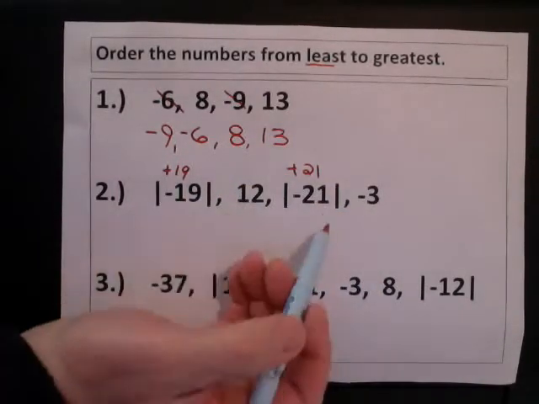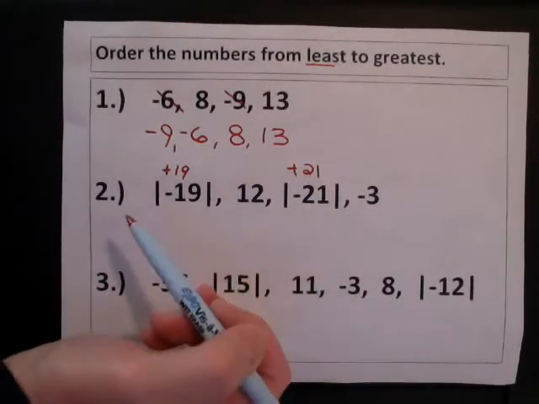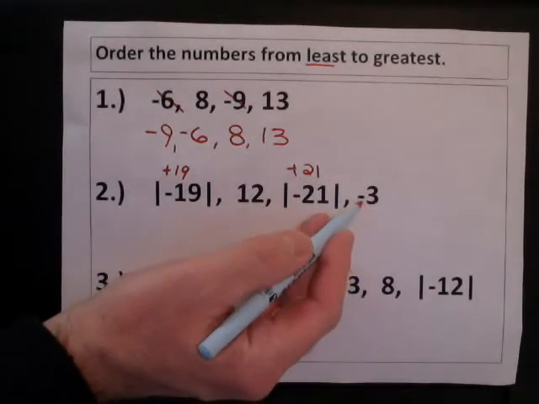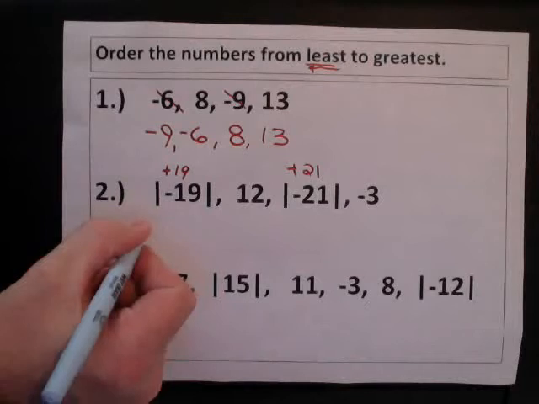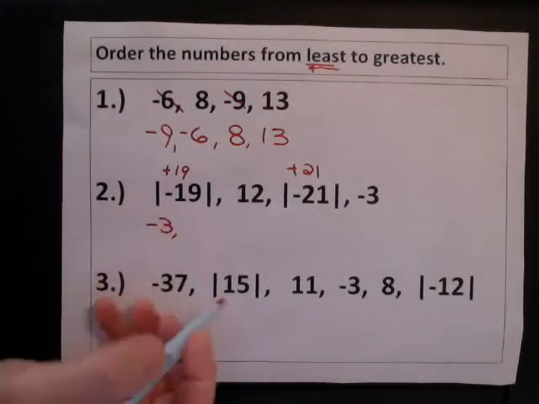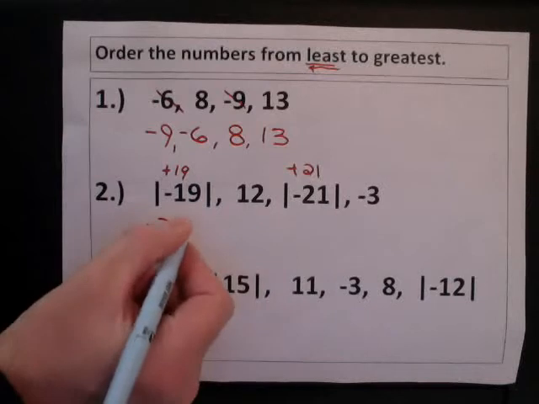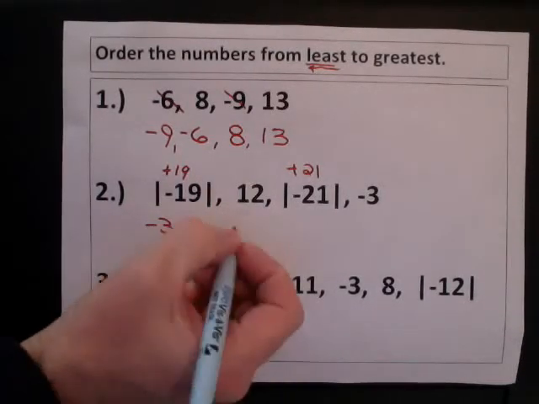Okay, so now we'd simply start and say, okay, we have negative 3 and all the rest have been turned into positive numbers. And so my first number will be negative because negative is the least because you go left. So we have negative 3. And now we just look at our positive amounts. Positive 12 would come next if you're going right on the number line. And then you would have positive 19.